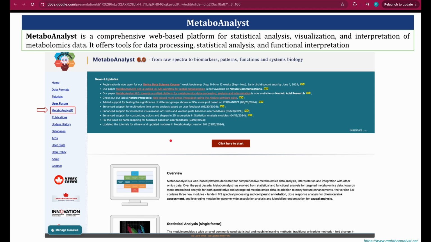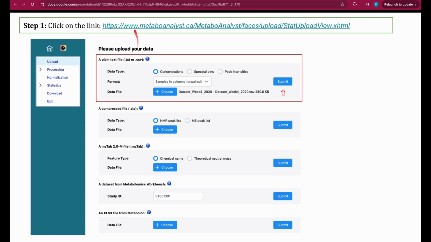Now let's look at the example. You can click on this link, and it will redirect you to the particular server. If you want to perform the analysis, the first step is to upload your file. Firstly, you have to select the data type. There are three options for the data type: one is concentration, second is spectral bins, and third is peak intensities.